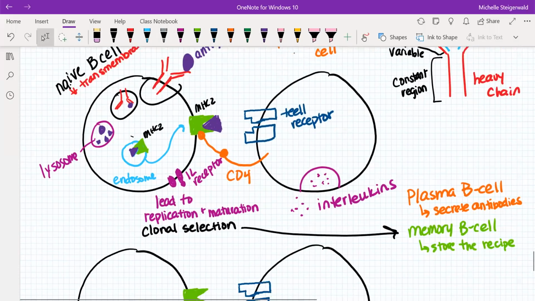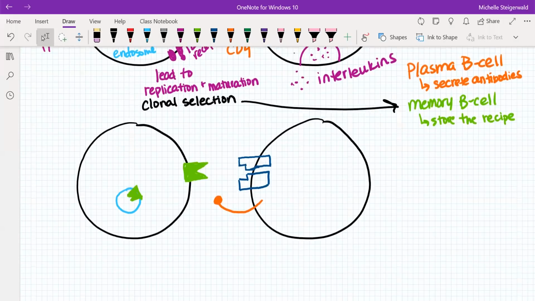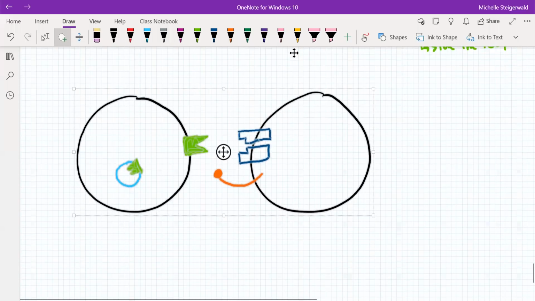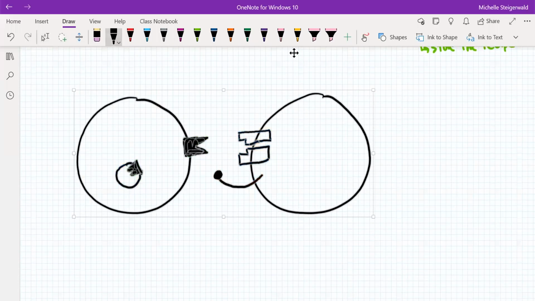Okay, and then the second story is your MHC1 CD8. So again, your MHC1 could be any cell. This is any cell within your body.